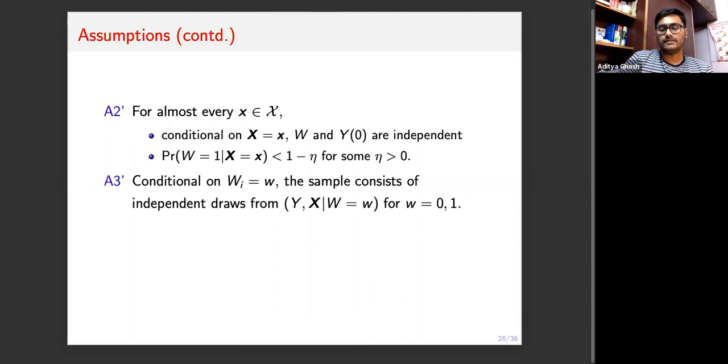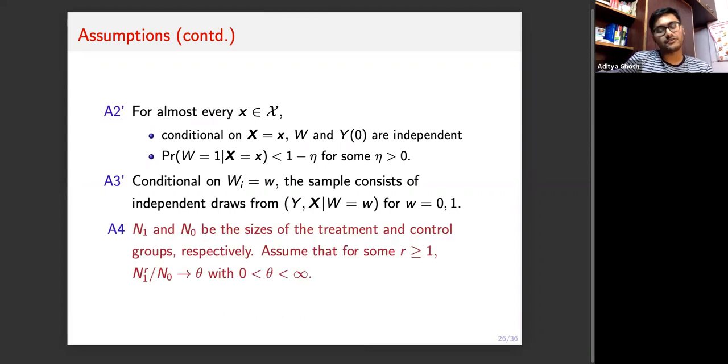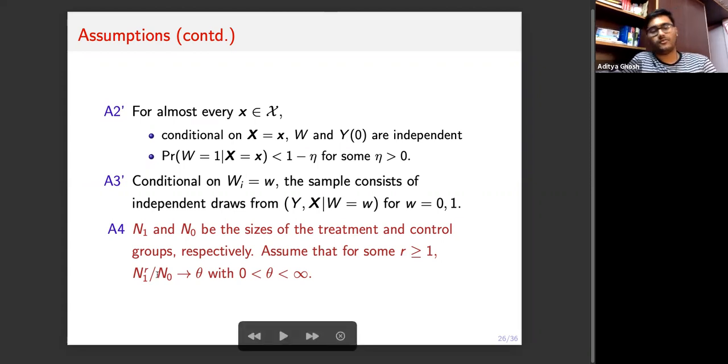Similarly, assumption A3 is also modified. And there is one more assumption which is very strong, I should say, and it says that the treatment group is much smaller than the control group. n0 is the size of the control group, and it should be like n1 to the power r, for some r greater than or equal to 1. So these assumptions will be required for estimation of the average treatment effect on the treated.